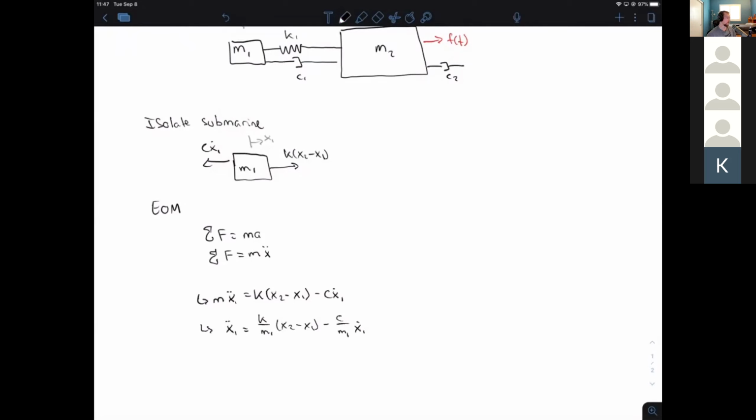Okay, so that's simple enough so far, but if we want to solve this, we need to know what x2 is. So x2, that's the position of the towing boat, but we don't really know that, so we need to have some kind of implicit expression for x2 so we can actually solve this both by hand and in Simulink.